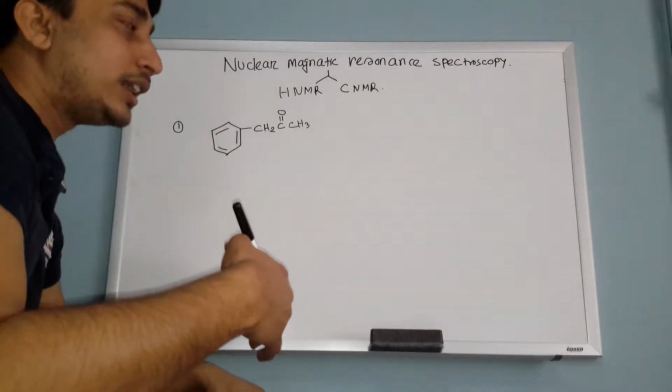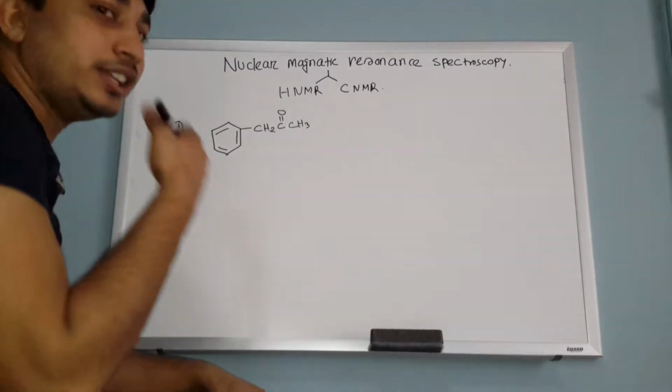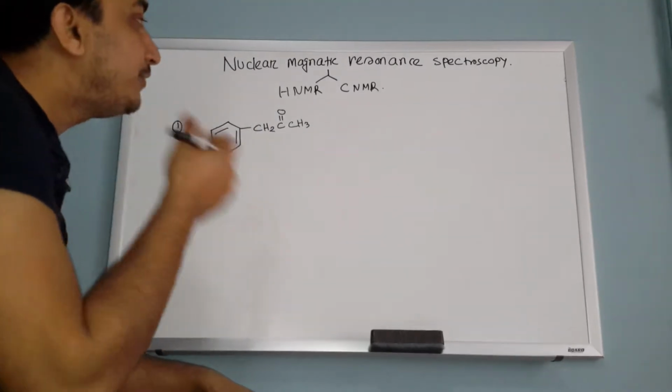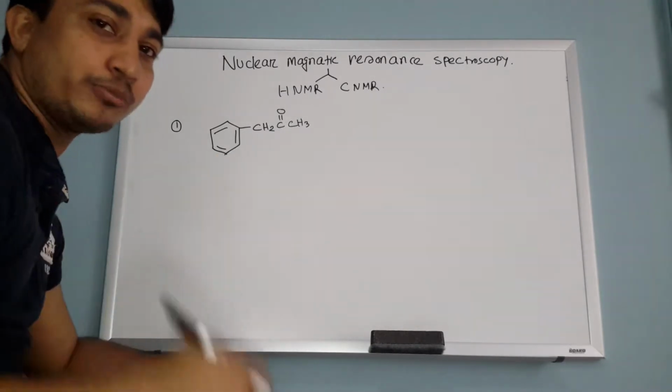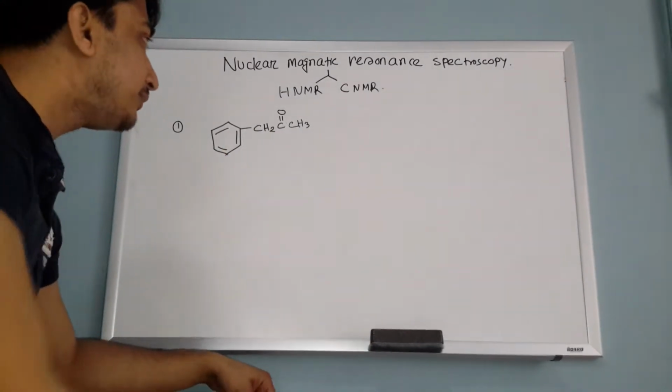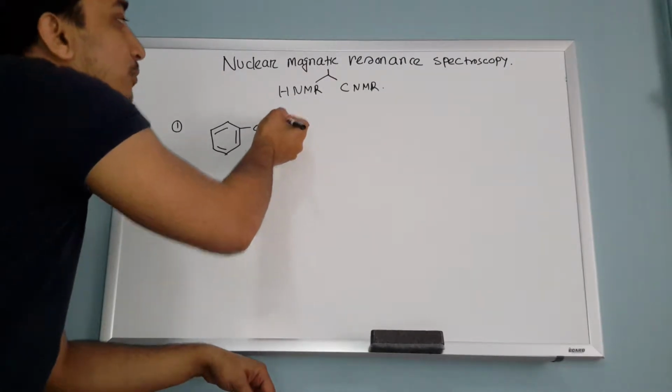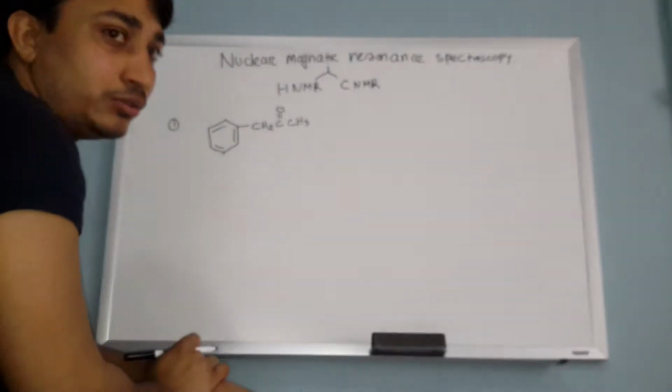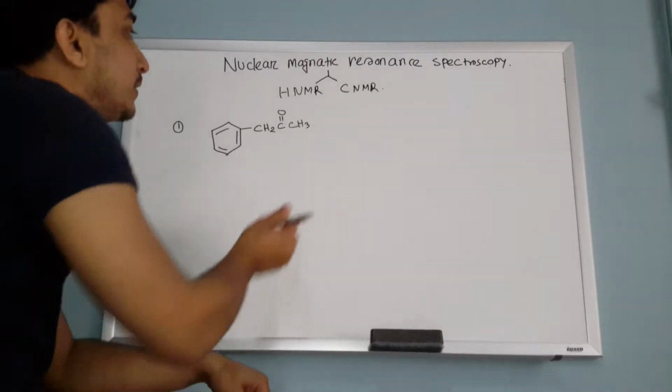How can you figure out the HNMR? You have to figure out how many different hydrogens are in there. How many different hydrogens means how many different environments. So can you first tell me what is the name of this one? If you see, in the middle there is a double bond O, that means it's a ketone.